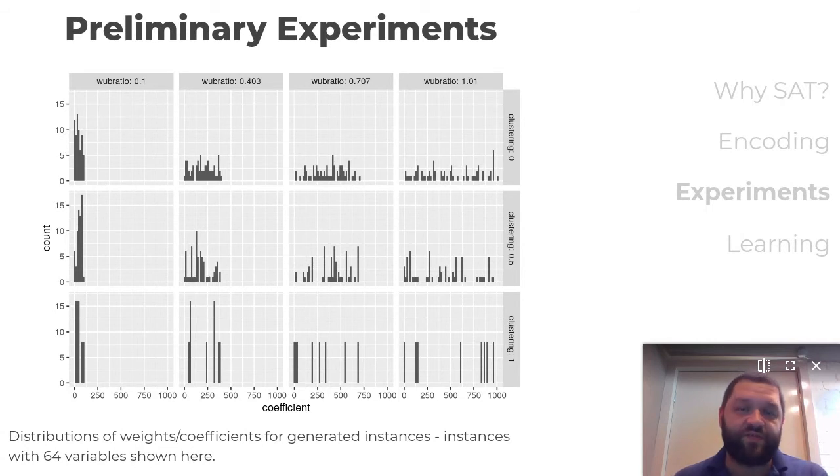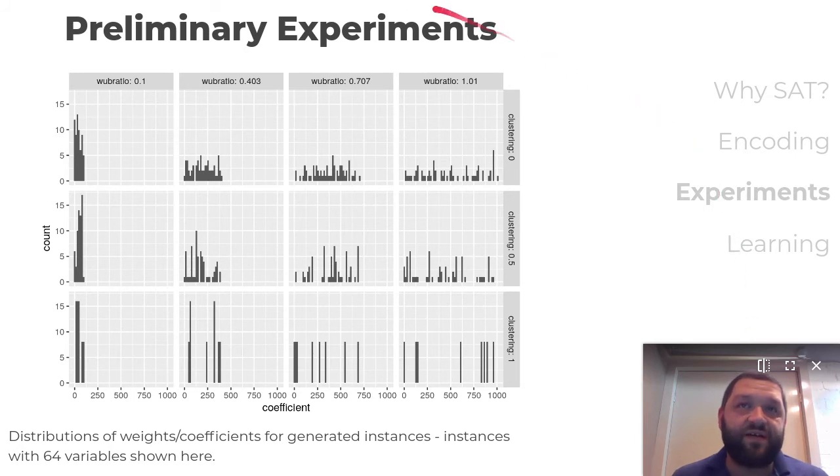So I have done some exploratory experiments to see how different features of a problem instance affect the performance of different encodings. And initially I just started with a very basic model, a bit like the one we saw earlier, just containing a PB constraint. And I generated many different instances with variation in the number of coefficients, the extent of clustering in the coefficients, and also the relative size of the coefficients compared to the upper bound.